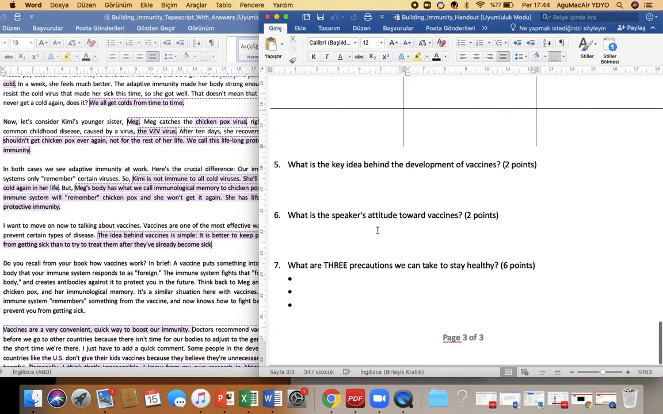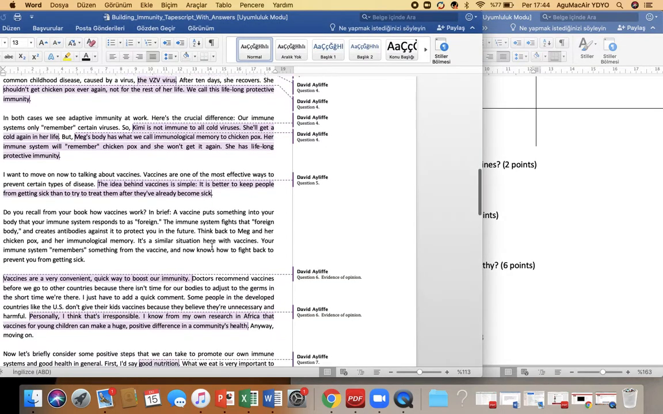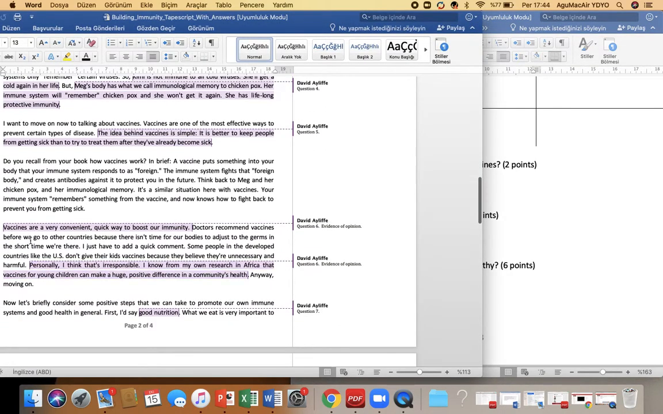And what is the speaker's attitude toward vaccines? So it means, what does the speaker think about vaccines? Positive things, negative things, what? So look at the sentence: vaccines are a very convenient, quick way to boost our immunity. So she supports, right? And the lecturer supports it actually.